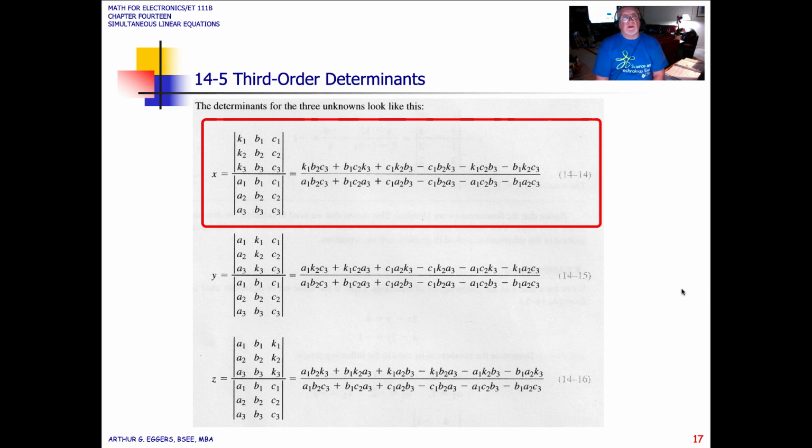So in building this one, you can see that, again, the denominator is the same in the solution for each of the x, y, and now z terms. So the numerators are different in each. So the numerator in the x term has the constants, the b terms, and the c terms. The y solution has the a terms, the constant terms k, and the c terms. And then the last one, the a terms, the b terms, and the constant terms.